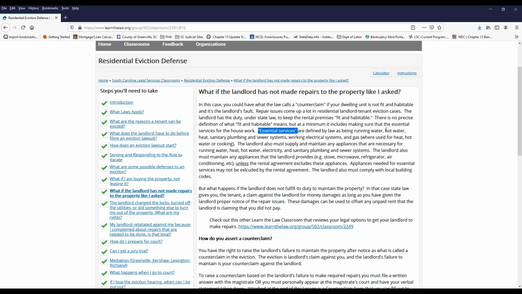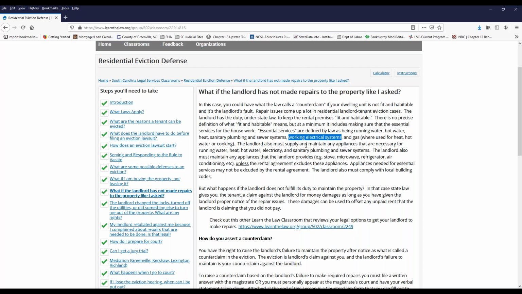Essential services include running water, hot water, heat. Note that it does not include air conditioning. Air conditioning is not defined as an essential service. If the landlord does provide a working AC unit, then usually the landlord is required to maintain that AC unit in working condition. Essential services also include sanitary plumbing and sewer systems. So no leaking toilets, no leaking pipes, no stopped up sewer systems, operating electrical systems, and gas, if gas is used for heat, hot water, or cooking.